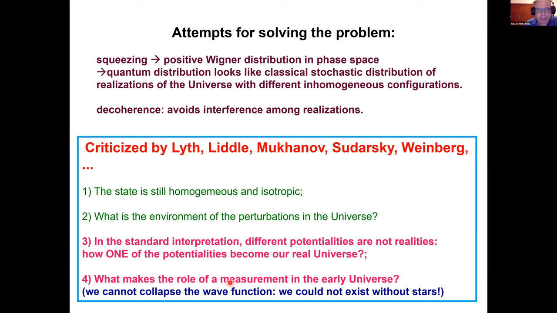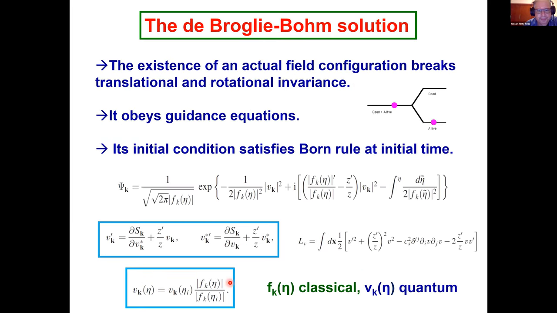Now, if you go to the de Broglie-Bohm theory, the situation becomes much clearer. First of all, there is an actual field configuration which breaks the translation and rotational invariance, in the same way that I showed you, where the two branches are singled out by this point position in configuration space. The same thing here: the actual field configuration breaks translation and rotational invariance. And also the perturbations obey the guidance equations, and you can calculate. So I, with my colleagues, calculated the evolution of the perturbations.